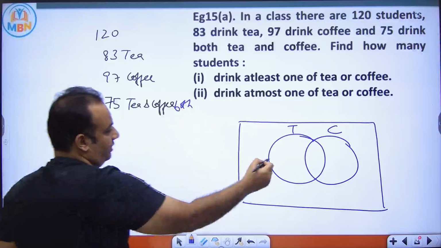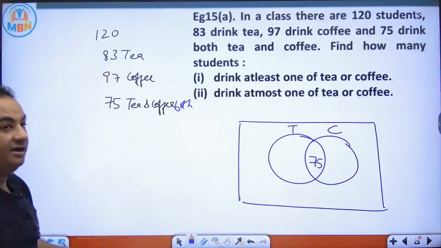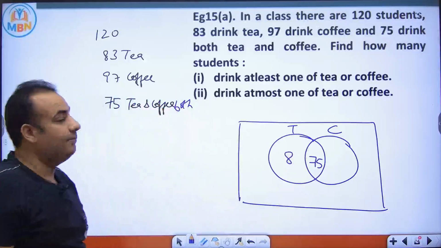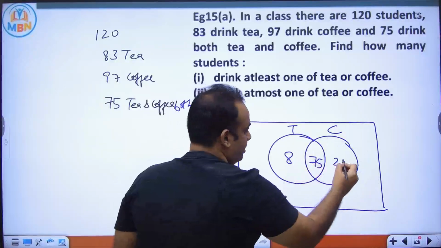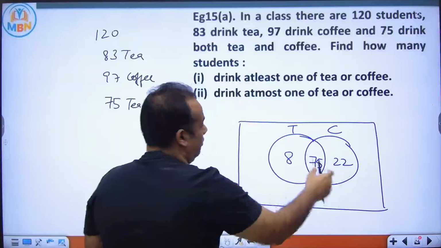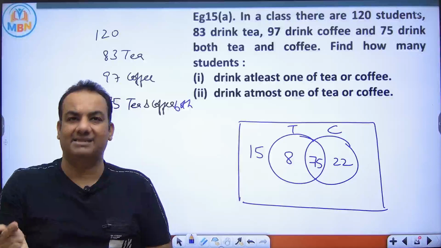Now see, it is given that 75 drink tea and coffee, both. So I will fill this value first. So this is 75. Complete circle of T is 83. So if this is 75, complete is 83. So this is 8. Complete circle of coffee is 97. If this is 75, so this is 22. So if you add all these values, this is 105. So what is left? 15, because total is 120.